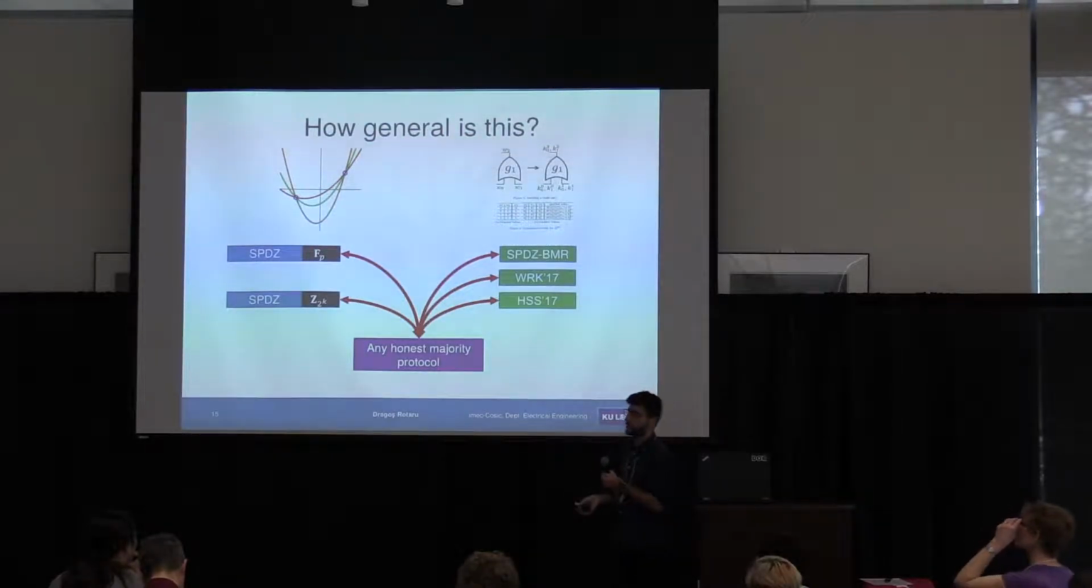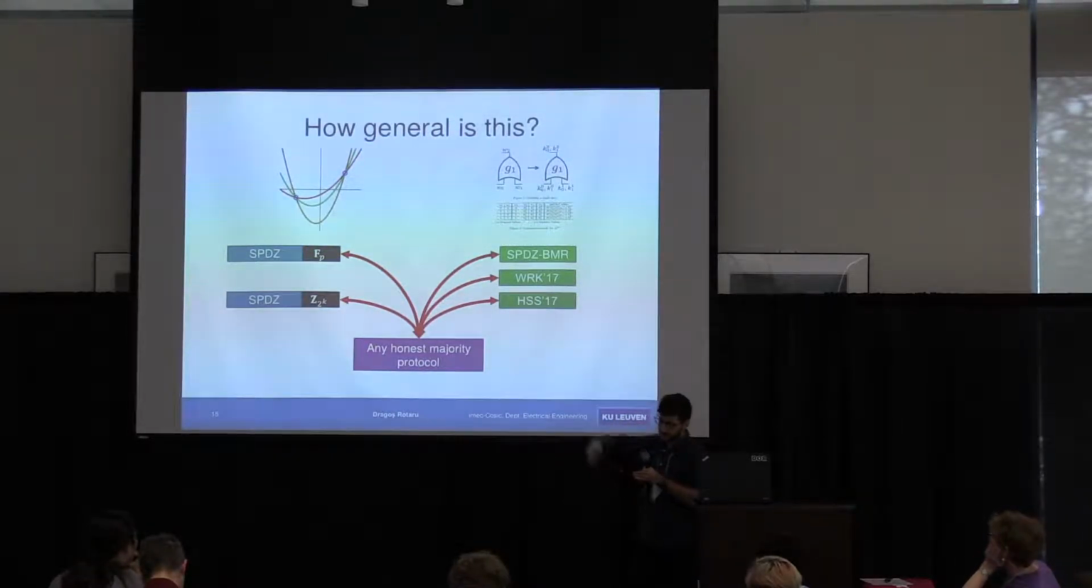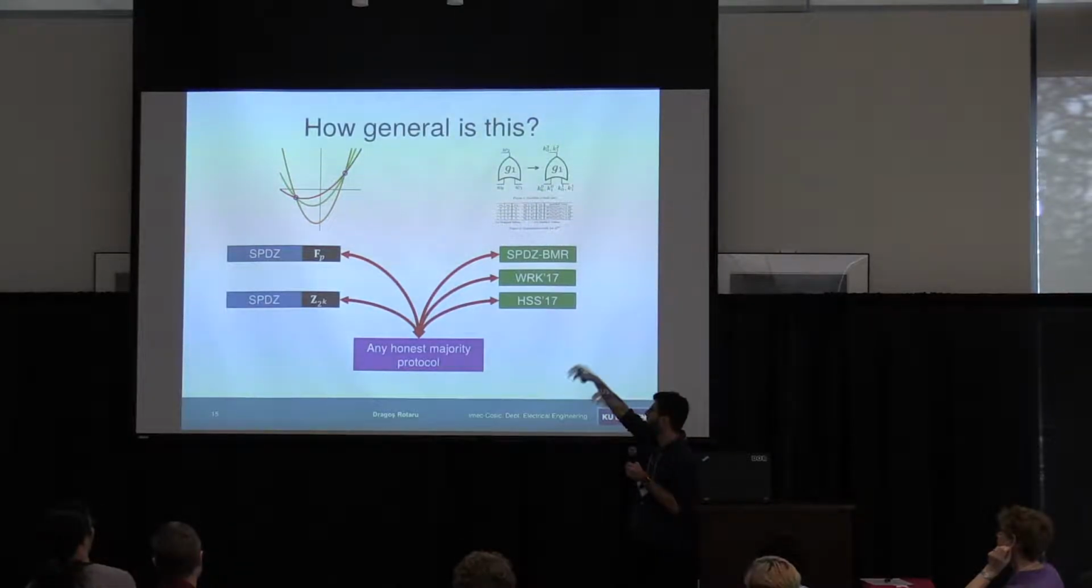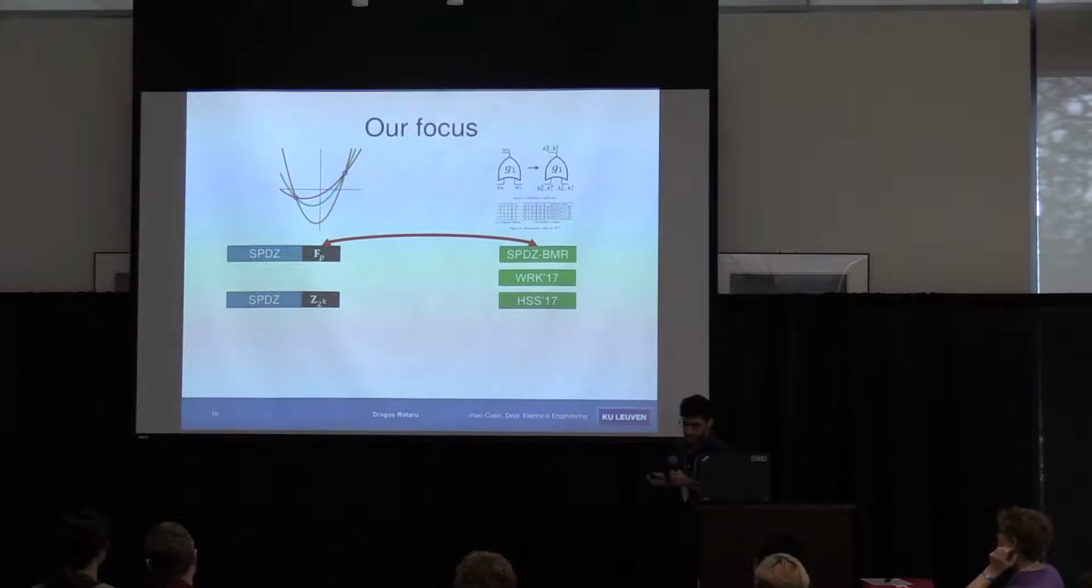And it also works if you want an MPC machine which does all kinds of secret sharing, and you want to switch between different access structures. This technique can also be used to convert from malicious security to honest majority and vice versa. So there's all sorts of conversions we can do. Our focus, as I told you before, is going to be from SPDZ, which works in mod P, to SPDZ BMR, which works mod 2.